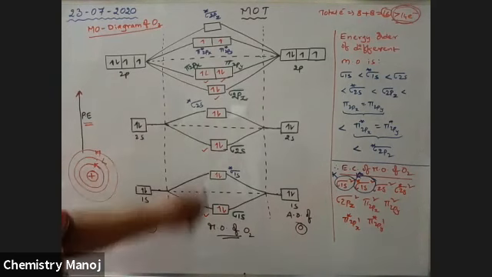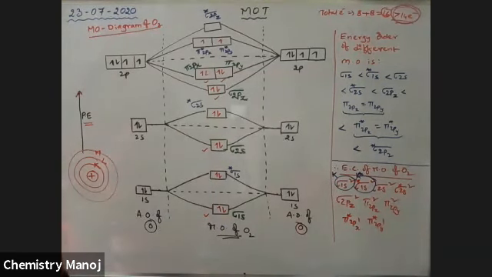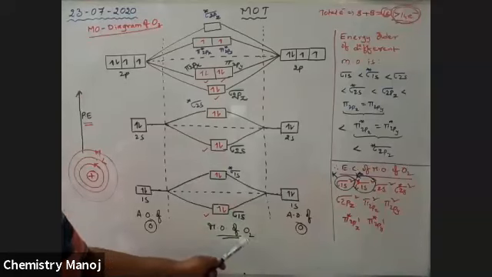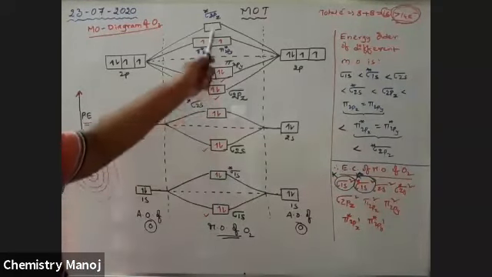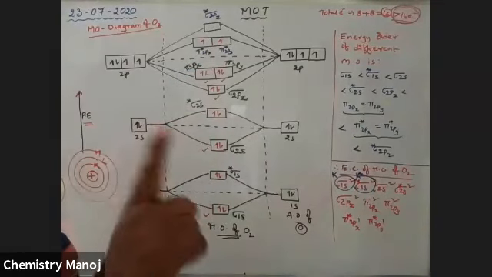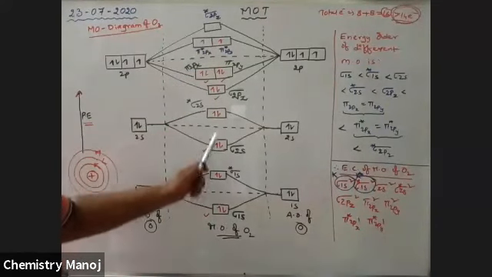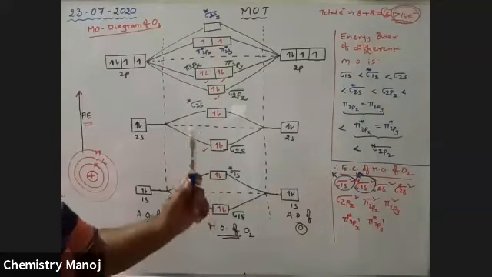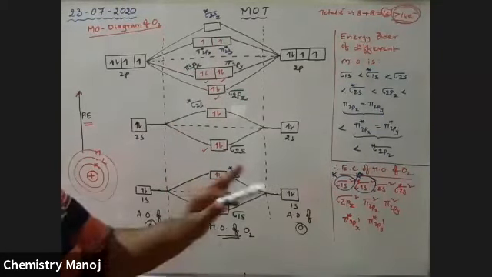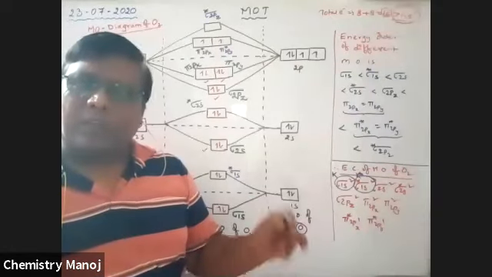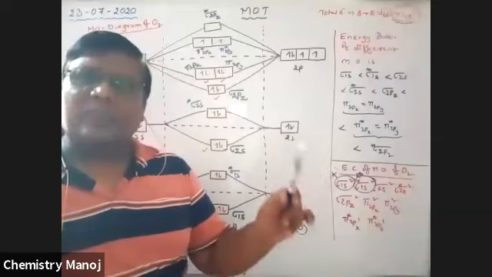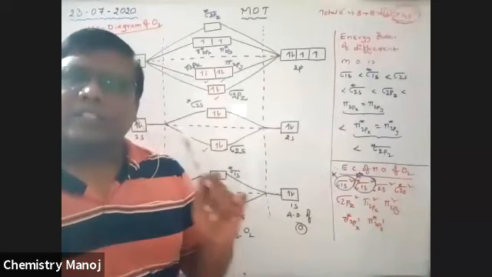Now, this molecular orbital diagram is very helpful to predict the magnetic property of an element. So, is O2 paramagnetic or diamagnetic? If any one of these molecular orbitals has at least one unpaired electron, those molecules are called paramagnetic.